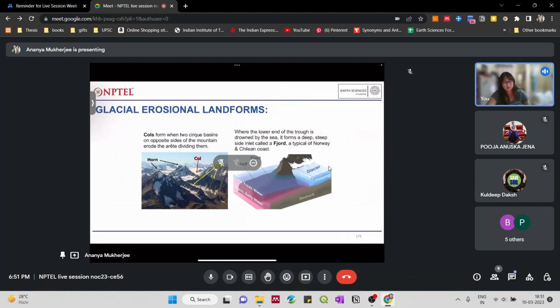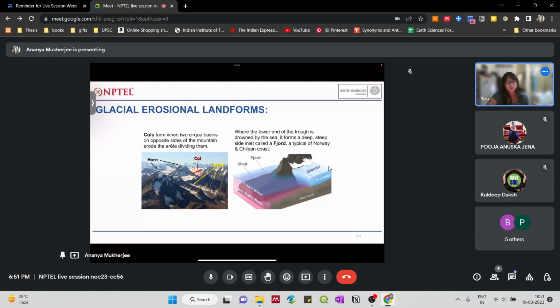And there are a few other erosional landforms also. There are something called cols, where two cirque basins on opposite sides of the mountain erode the arete that is dividing them, and then they form a bigger depression called a col. Suppose there was this horn, maybe this was the arete before, which got eroded away, and now there is one single col. So cirque 1 and cirque 2 together are forming a col.